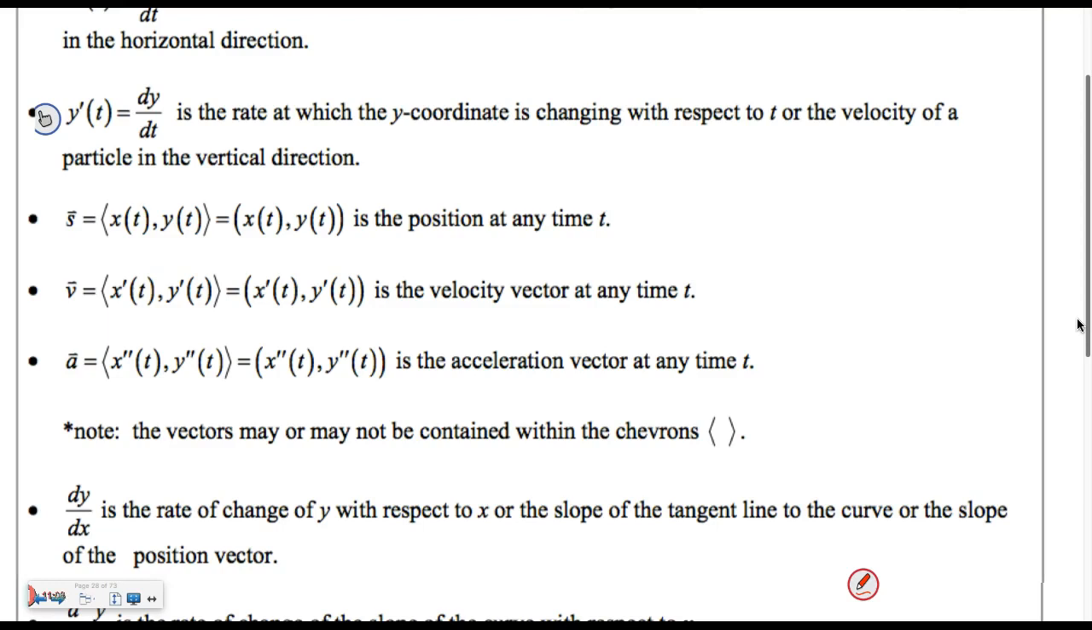You're also going to be asked the question, when is the particle at rest? You're used to that question, right? Last chapter, we said a particle is at rest when its velocity is 0. Whether it's changing directions or just stopping and going forward, it doesn't matter. It's at rest when its velocity is 0.